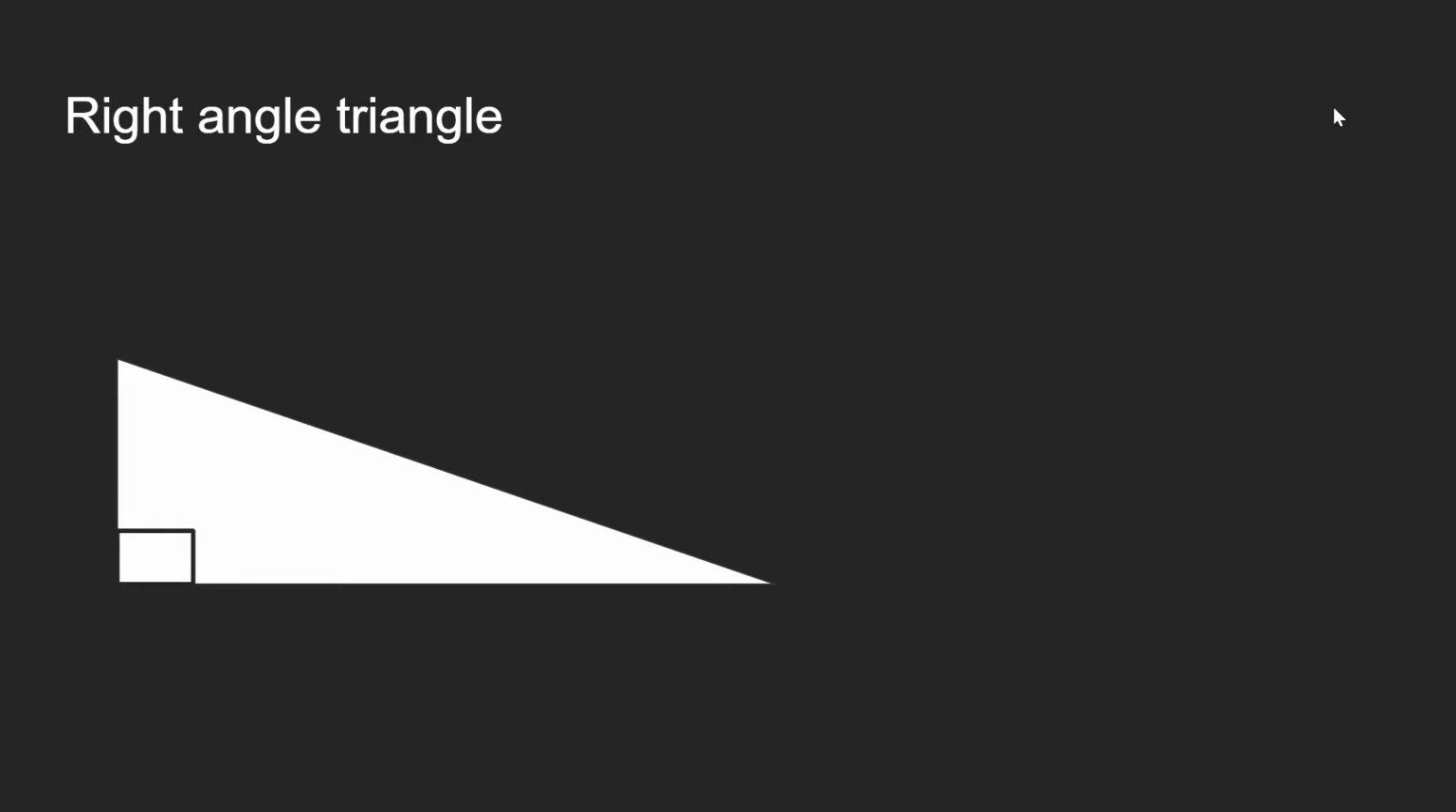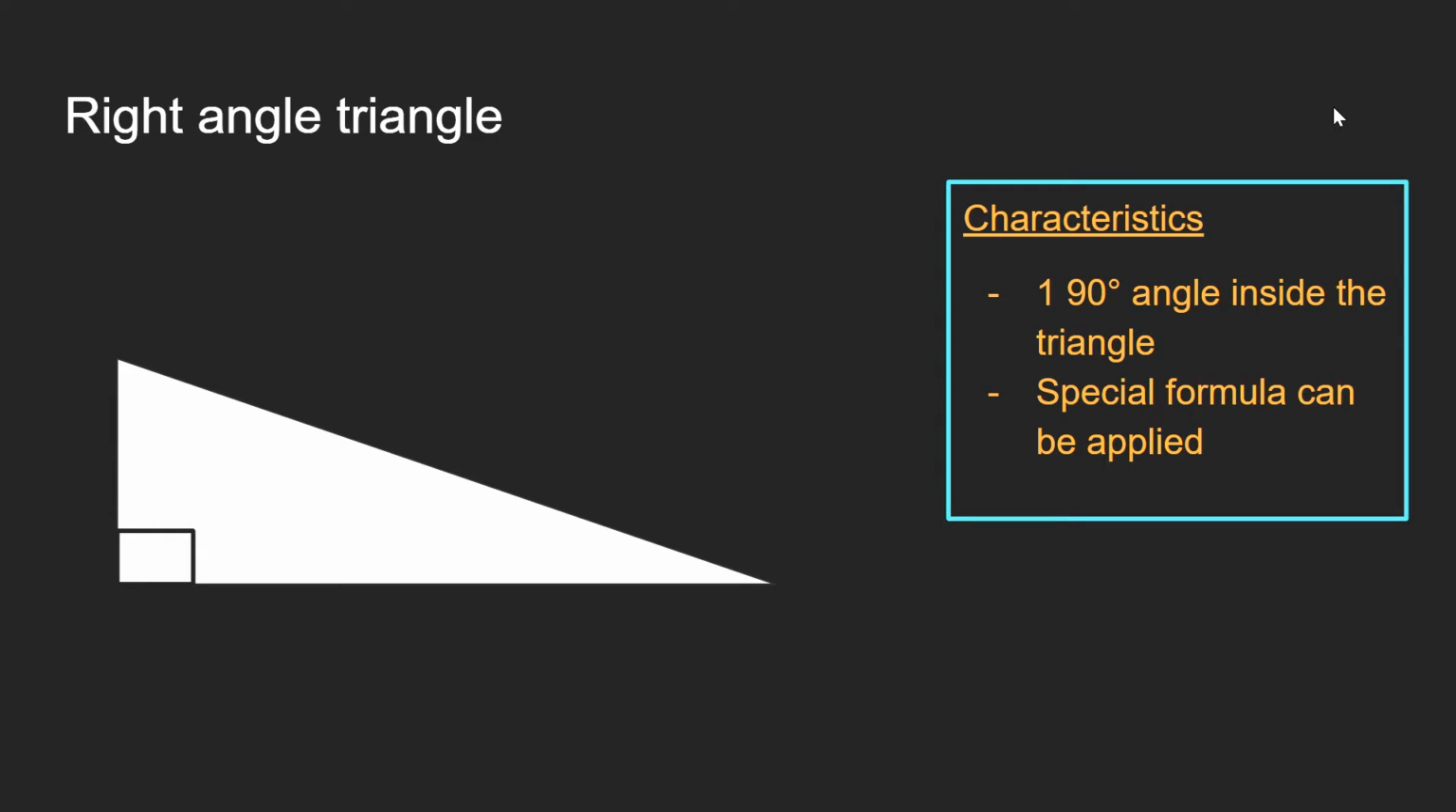So now here are a few special triangles that you can note. Firstly is the right angle triangle. As its name suggests, the right angle triangle has a 90-degree angle inside the triangle, and a special formula can be applied. We'll make a video on that in the near future.